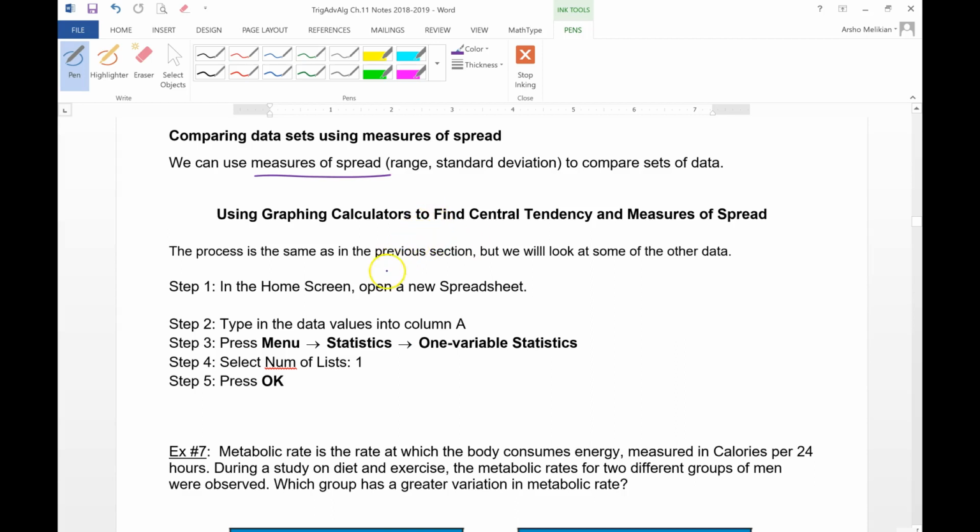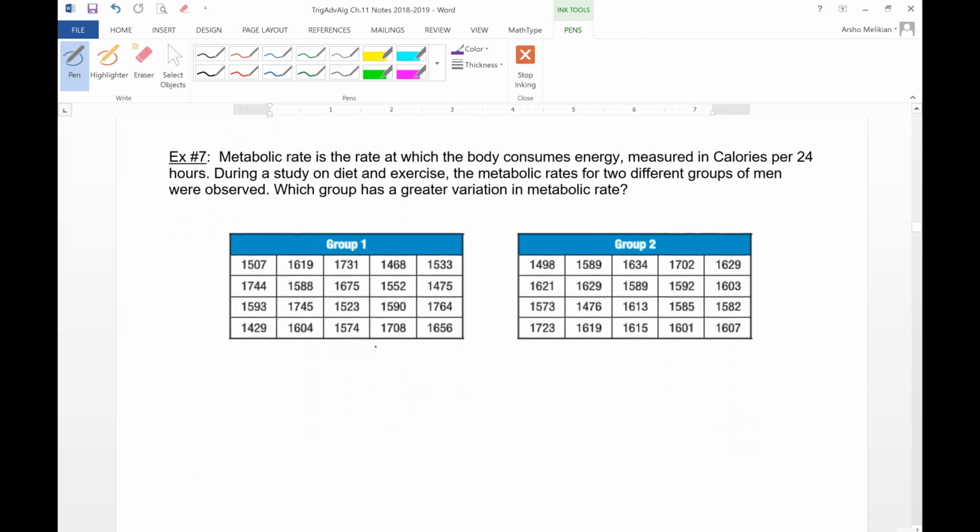We're going to use our calculators, it's the same process, but yesterday we were given a lot of information, but we only took the standard deviation. Today we're going to do a little bit more. Take a look at this example. It's about metabolic rate, which is the rate at which the body consumes energy. Here we have a study from two different groups of men, and the question is, which group has a greater variation? We have two data sets.